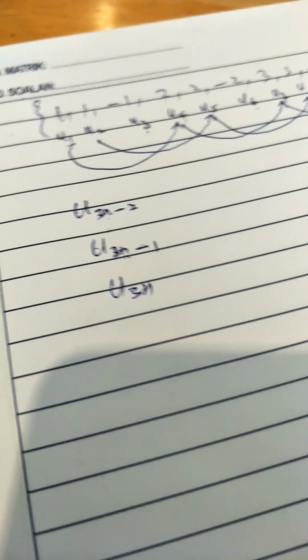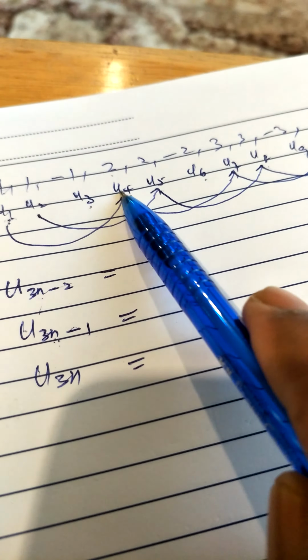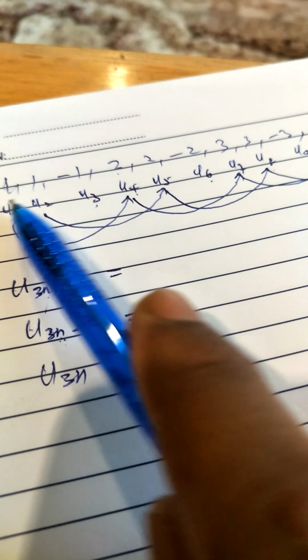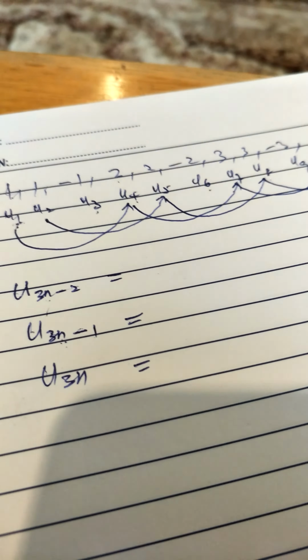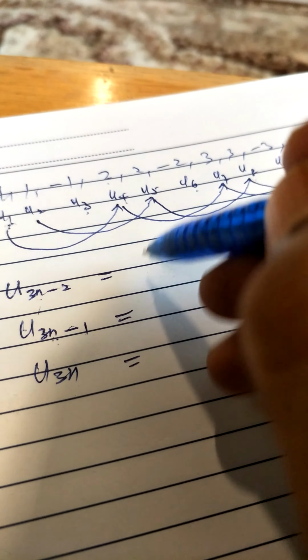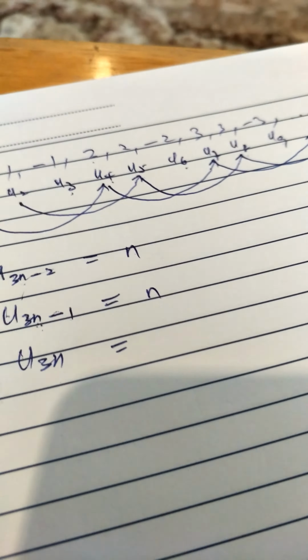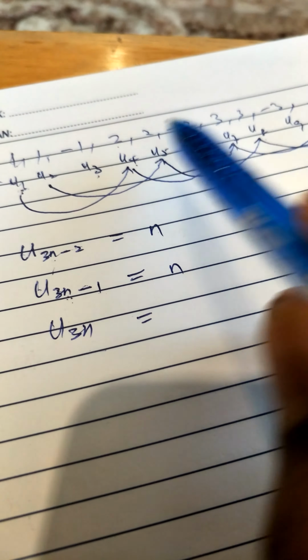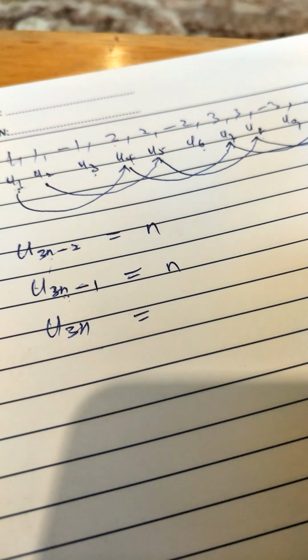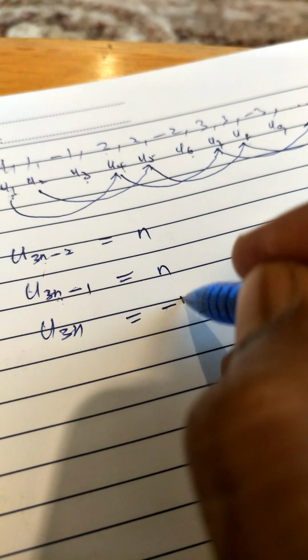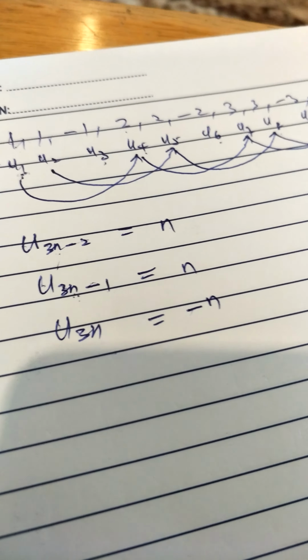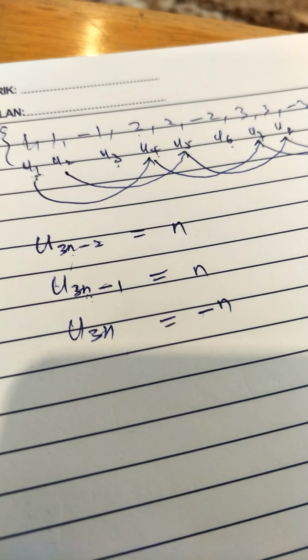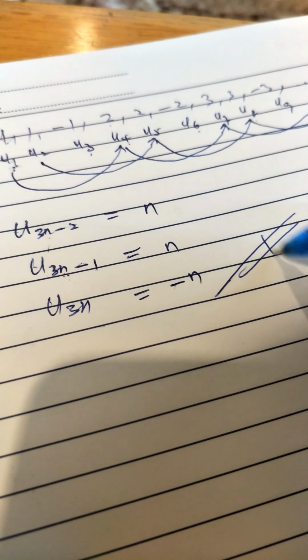Okay, what is this? You need to find this. So here, when n equal to 1, you got 1. When n equal to 2, 2. When n equal to 3, 3. So basically, number of terms equal to that. So this is n. This is n. What about u3? This is minus everything, but still 1, 2, 3, 4, 5. So this is minus n. So that's your n terms. Easy, right? That's your n terms.